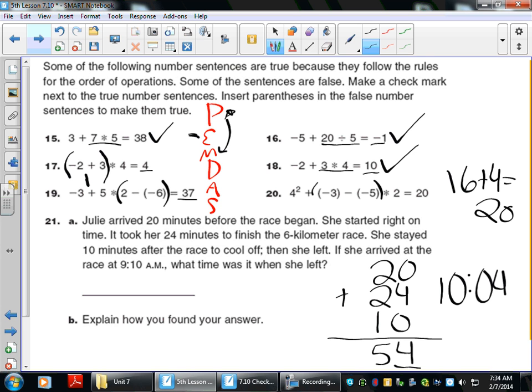So what time was it when she left? She left at 10:04 a.m. Explain how you found your answer? Well, that would be good enough for me. You added up the minutes, you get 54 minutes, you add it on to 9:10. That's how you figure out the problem.